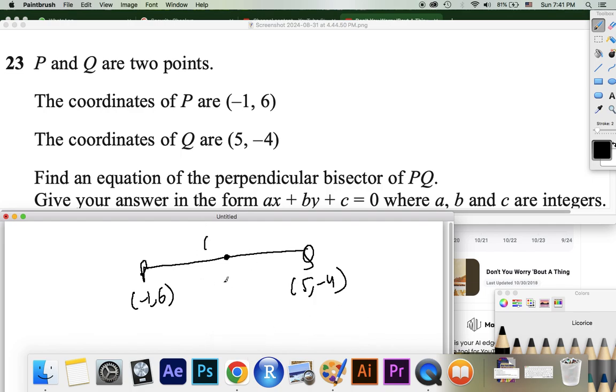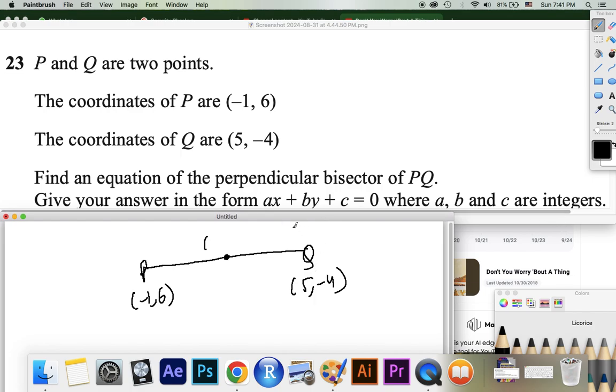So there's another question. P and Q are 2 points. The coordinates of P are (-1, 6), and Q is (5, -4). Find an equation of the perpendicular bisector of PQ. Give your answer in the form ax + by + c = 0, where a, b, and c are integers.